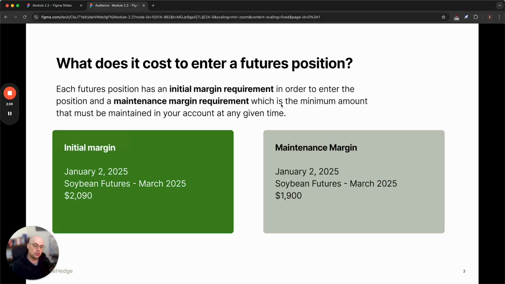So in this example below, you can see I went and pulled the initial margin requirements for soybean futures today. It's about $2,090. So that's how much you would need in your account to enter into a position on the soybean futures for March of 2025. And then the maintenance margin today, on January 2nd, 2025, for soybean futures is $1,900. So if you had a position in the futures and the actual value of your account was less than $1,900, you would have to input some money to bring that back up.